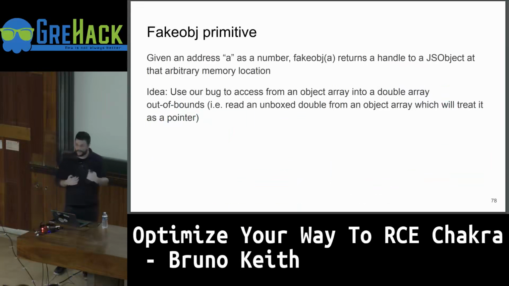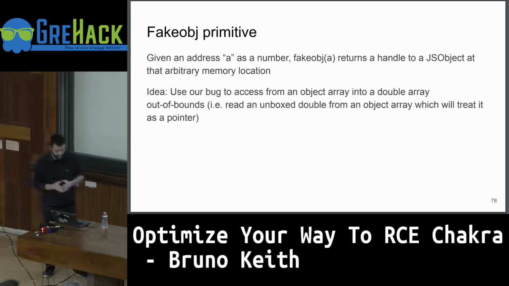Given an address A as a number, fake obj of A should return to you a handle to a JavaScript object at that arbitrary memory location. What I mean is that if you call fake obj with 41414141, you should have a JavaScript object that you can use in JavaScript, which is supposed to be located at 41414141. As soon as you use it, of course, you're going to crash because it's not a valid object, but that's what this primitive is for.